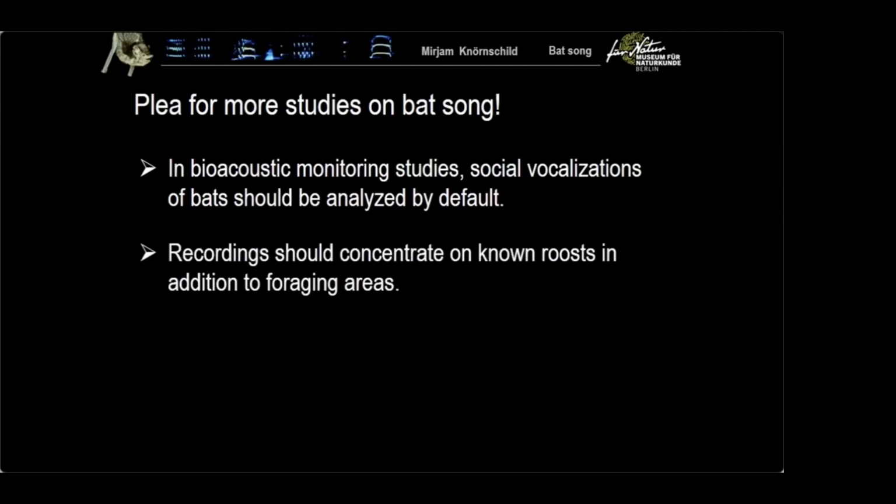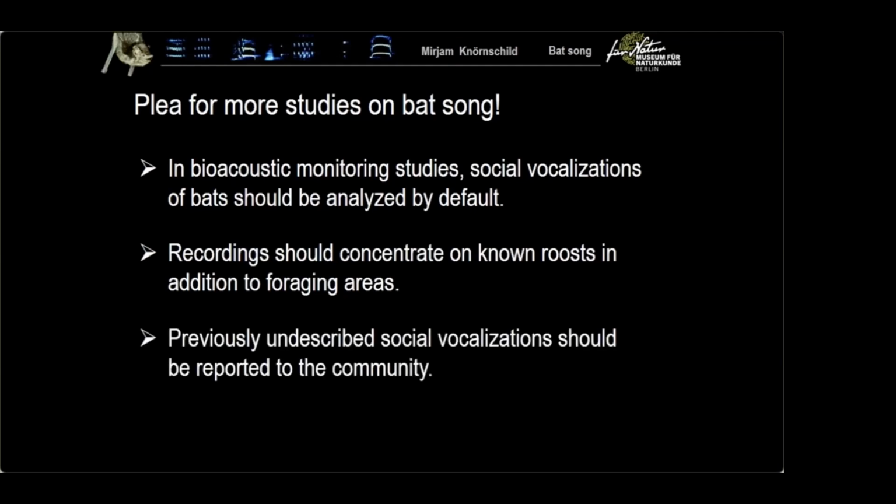I also think to get more information on social vocalizations, recordings should concentrate on known roosts in addition to foraging areas, because you get a lot of social vocalizations by recording at roosts, and it has the additional advantage that very often you know what species is in these roosts, and that makes, of course, your social vocalization library better because you have recordings at species level.